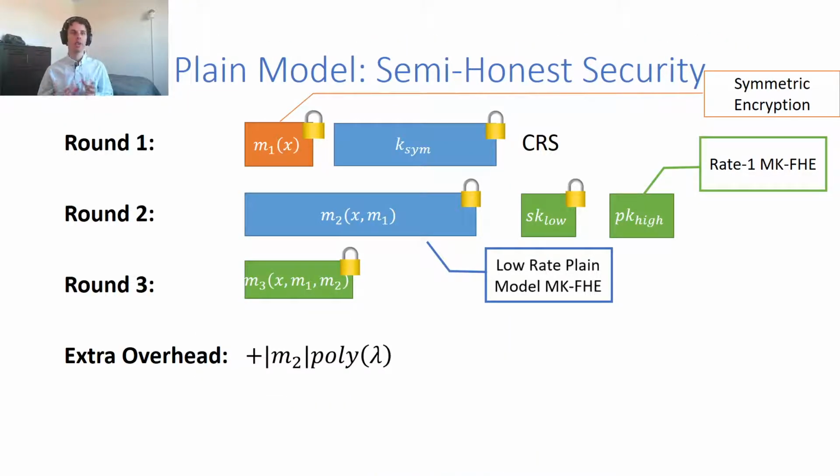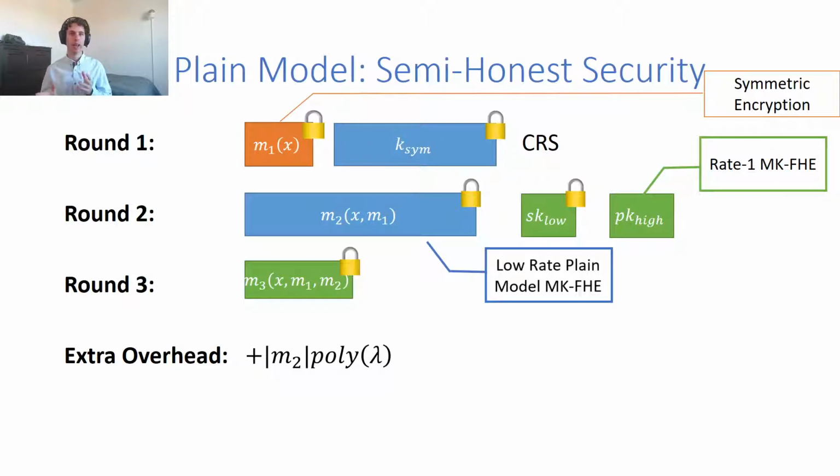Moving on to the plain model, we previously needed the common reference string for the multi-key fully homomorphic encryption, our rate 1 construction. We also needed it for the Laconic function evaluation, and in the perfect round preserving compiler for multiple parties, we needed it for the SNARKs.